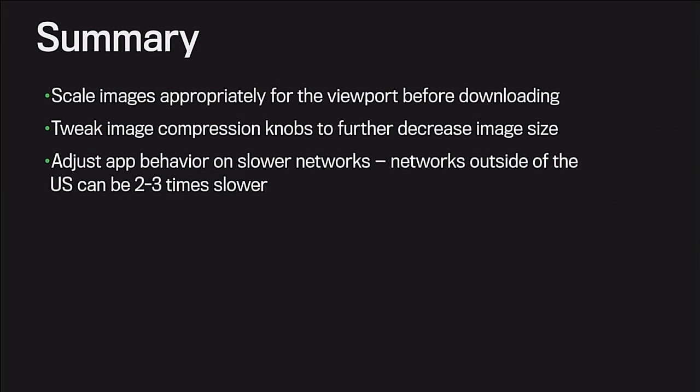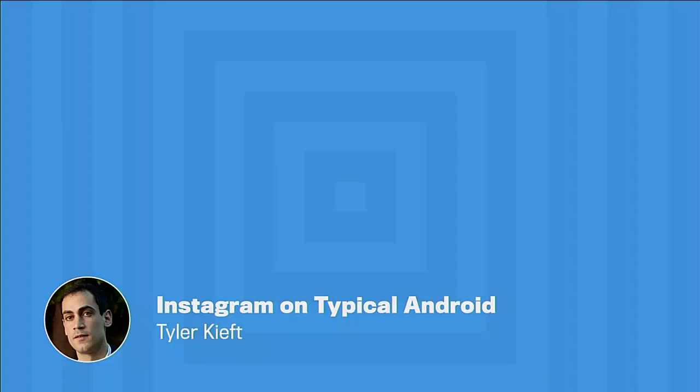In summary, scale your images down to an appropriate size before you download them. Consider alternative image formats and tweaking compression and quality knobs to have a result that you're happy with and to make the download size as small as possible. And even adjust your app behavior on slower networks. Like we said, networks outside of the US can be 2 to 3 times slower than what you are used to using here. And with that, I will hand this off to Tyler, who is going to talk about Instagram.